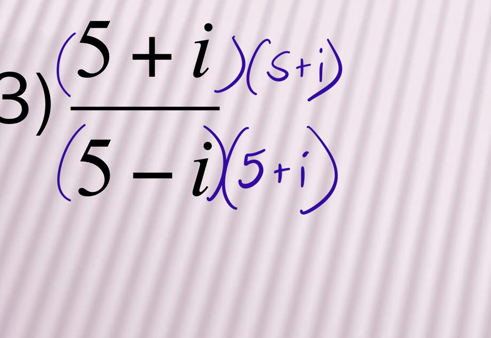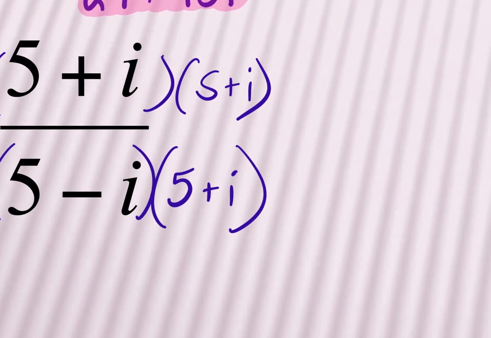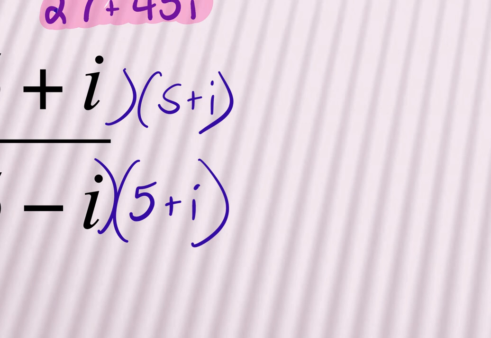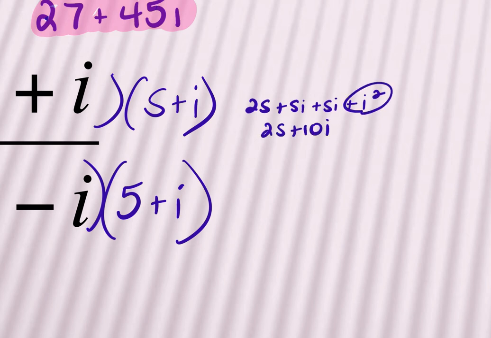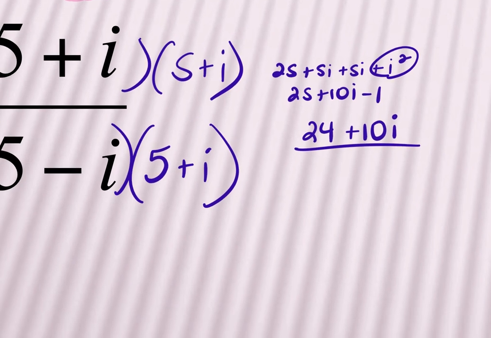In the numerator, I can either FOIL that or I can use my special product, because that would be 5 plus i squared. But if we FOIL it out, we'd get 25 plus 5i plus 5i plus i squared, or 25 plus 10i and i squared becomes -1. And I get 24 plus 10i in my numerator.